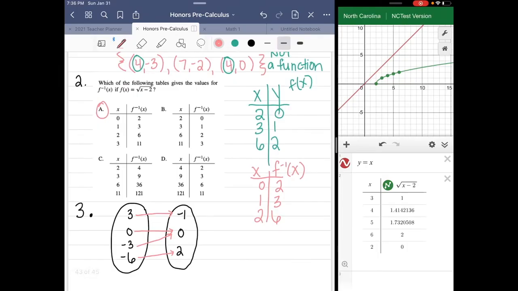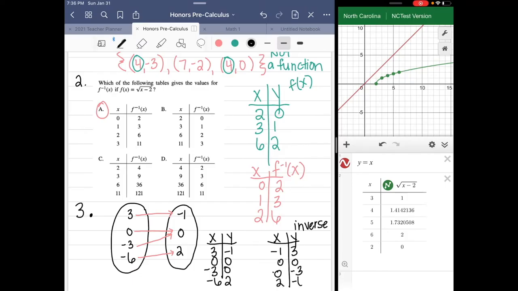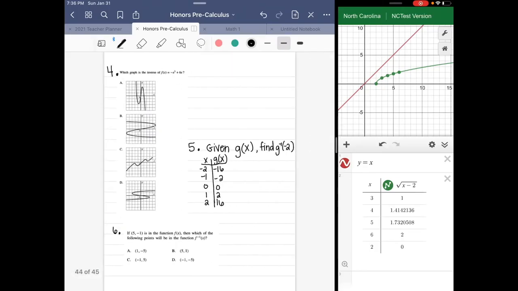All right, or we could do a mapping situation. Again, if I'm looking at my map here, I would make my original table. So I have a table here where 3 maps to negative 1, 0 maps to 0, negative 3 also maps to 0, and negative 6 maps to negative 2. If I want to find the inverse, I'm going to flip my x and my y values. So my inverse is now going to be negative 1, 3, 0, 0, 0, negative 3, and 2, negative 6. So tables are pretty easy to deal with just because it's very easy to flip the values.